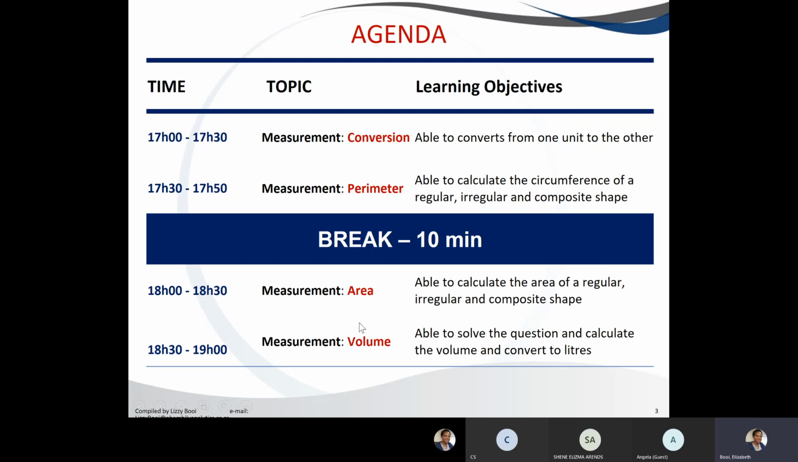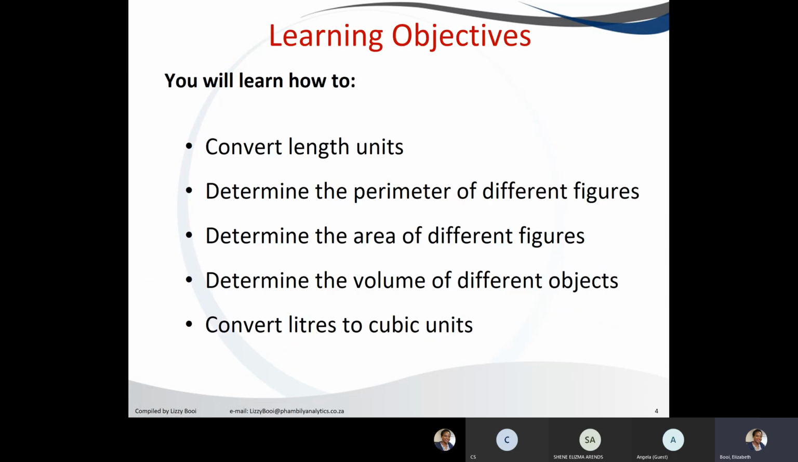There will be lots and lots of exercises to do, so don't worry. By the time we leave the session, you will feel comfortable. By the end of the session, you should be able to convert from one unit to the other, calculate the perimeter, calculate the area or the volume, and also convert from liters to cubic units.